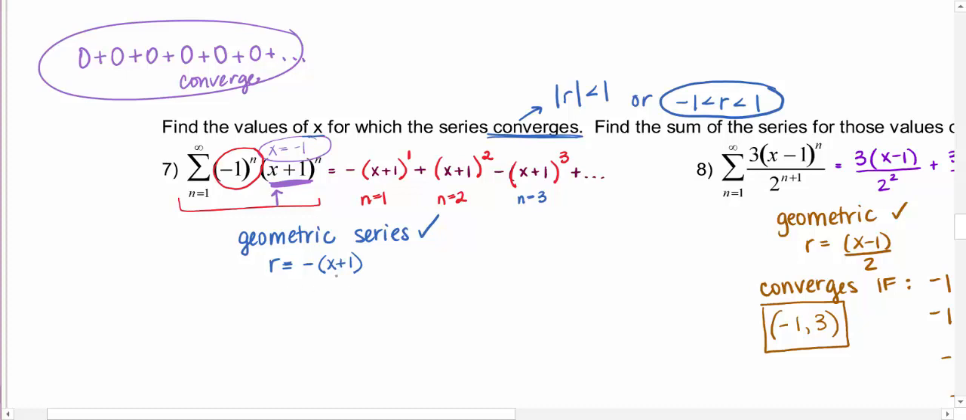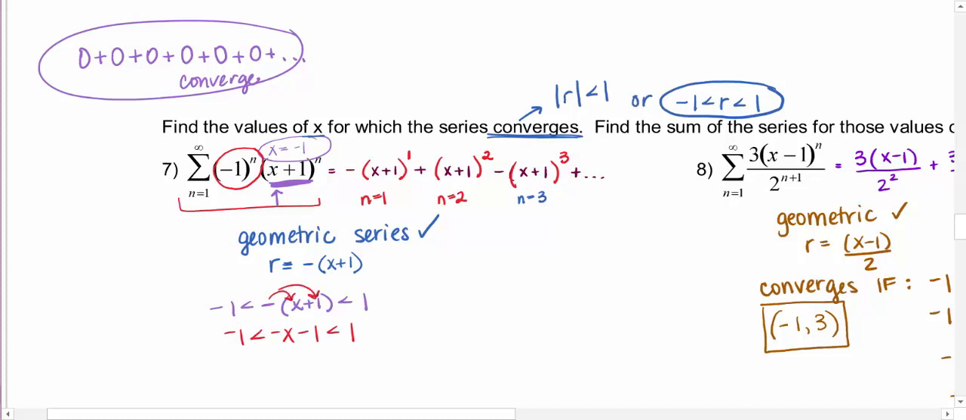We know what that common ratio is. And I know that a geometric series will converge if that common ratio, like we said, is in between -1 and 1. So I'm going to put this common ratio in between 1 and -1, or you can use the absolute value and then remove it after. Okay, so I'm going to distribute the negative because I think that's what many of you will do. So I multiply the negative in here.